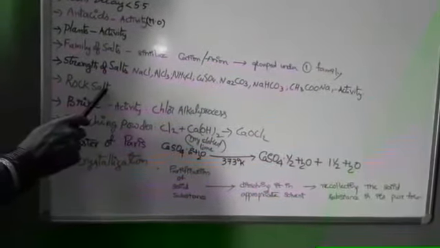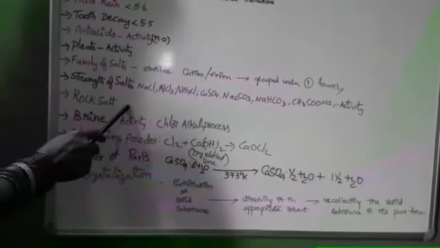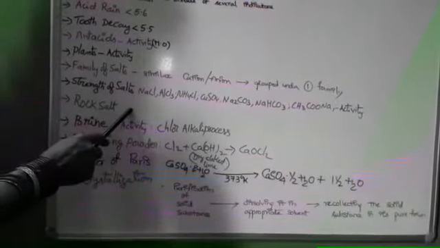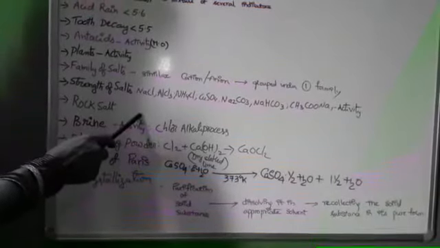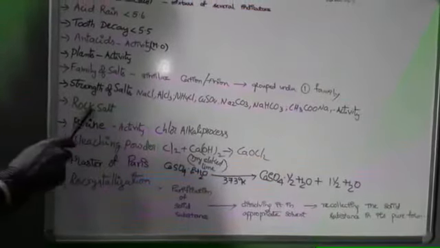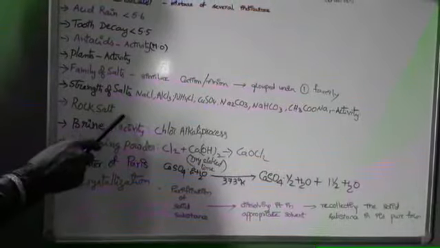Rock salt is available in the land, and we can obtain it by mining, the same way we get coal. In the same manner we can get rock salt, which is nothing but NaCl.